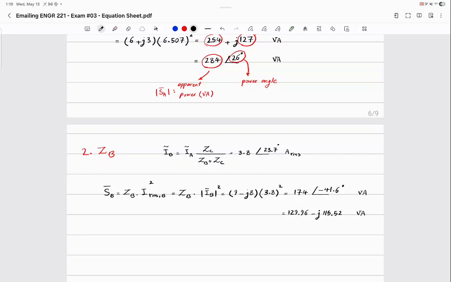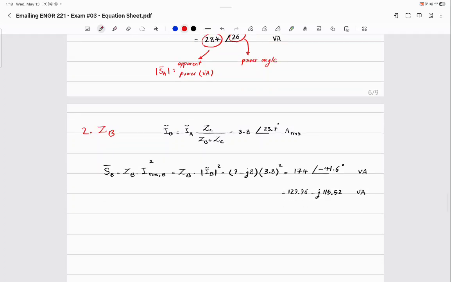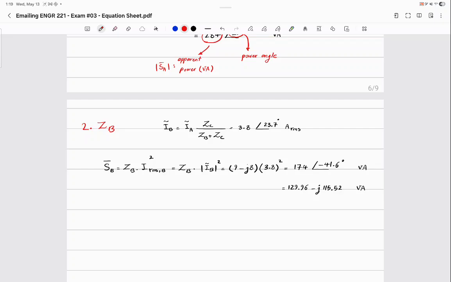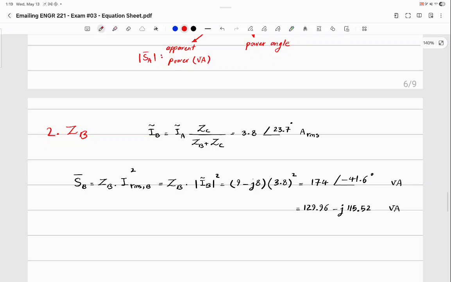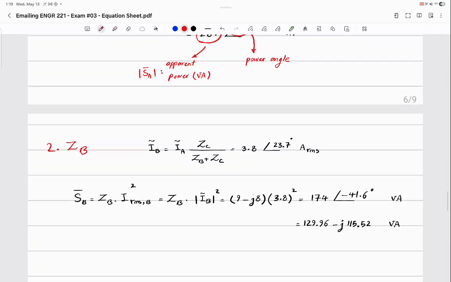Let's go back to that side again. I'm going to ask you the same question, okay? You can pass, but please don't. What's the name of 174? Perfect. That's what this question is asking, okay? So apparent power. Next. What is the name of 129.96? Let's see. Luini, what is the name of 129.96?